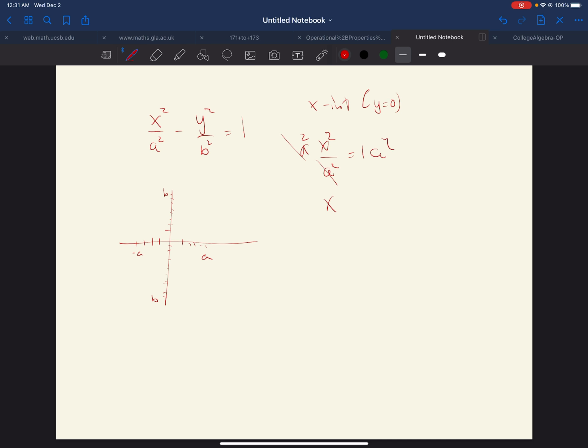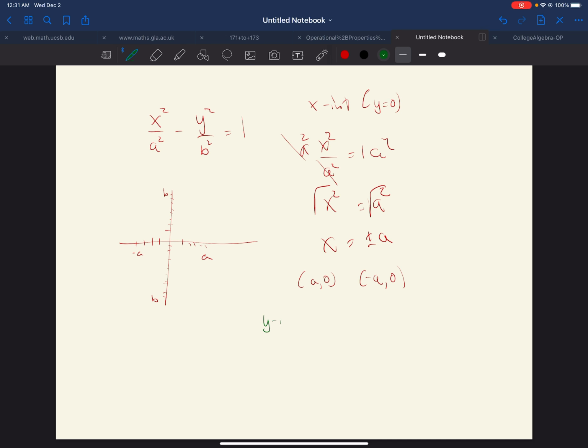And we get x squared equals a squared. Square rooting both sides, I get x is plus or minus a, which means that y was 0, so I've got a comma 0 and negative a comma 0. Now let's do the same thing for the y-intercept.